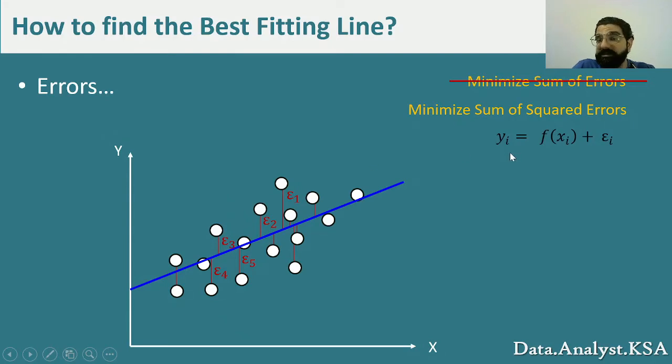So let's go one step back. Our yi, which is one observation indicated by subscript i, is a function of xi, which is also one value of the independent variable x, plus an error associated with this. So for example, this point we called it 1. It will be y1 equals f of x1 plus the error 1.